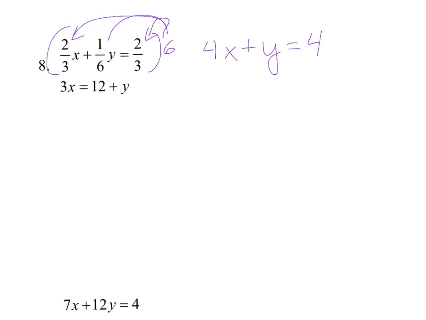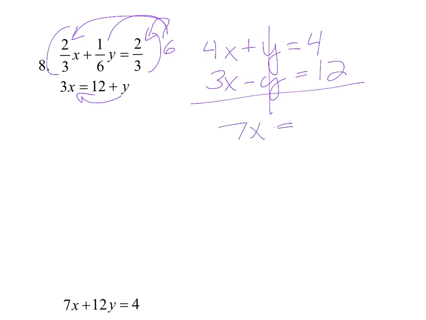Okay, now the second one, notice I don't have it in standard form either. I'm going to have to move the y by subtracting it. So I have 3x minus y equals 12. Well, notice my y's will cancel right now, so I'm going to do that first. Goodbye, y's. 3x plus 4x is 7x, and that's equal to 12 plus 4, which is 16. Well, that's not pretty. X is going to equal 16 sevenths.